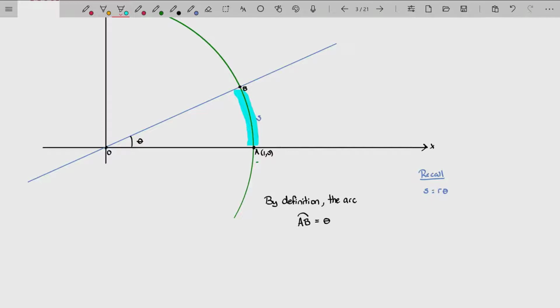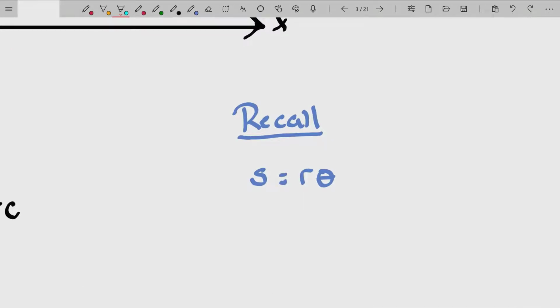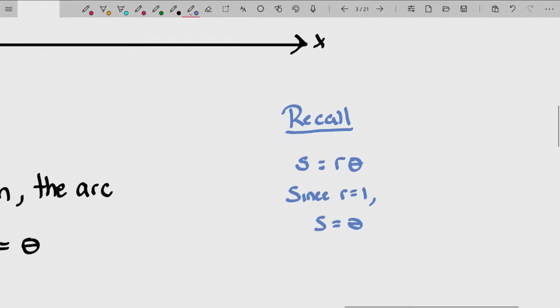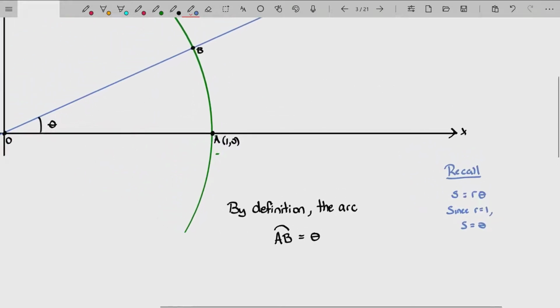Well, the radius of this green circle is 1. It's the unit circle. So I know that the arc length is going to be theta. I'll write that in here. Since the radius is 1, the arc length is theta. And that just gets us back to this statement here: the arc length from A to B is theta, just by definition.